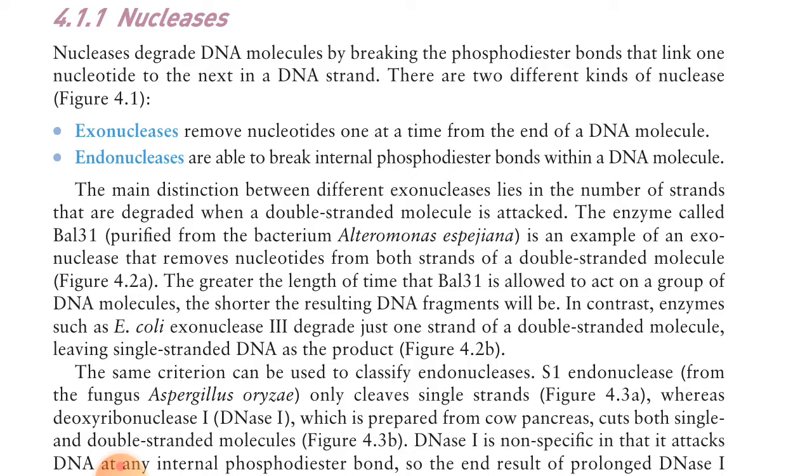So nucleases. There are two kinds of nucleases. Nucleases cut or shorten the DNA molecule. So how can they cut the DNA molecule? There are basically two types: exonucleases and endonucleases. Exonucleases remove the nucleotides from the end of the DNA molecules, but the endonucleases cut the DNA fragments in between.